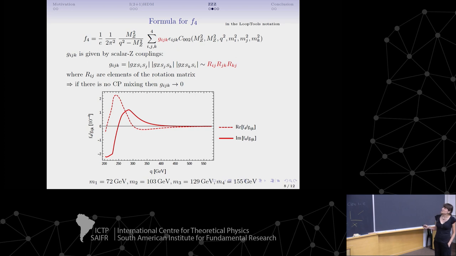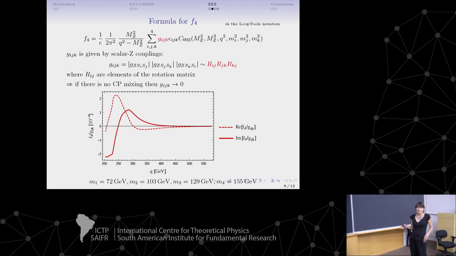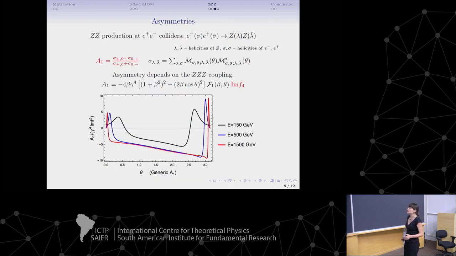So we have this factor F4. It will differ depending on the masses and the couplings in the model. And now the question is, how can we test it? Well, we do not have the end results of it. I will tell you why in a second.